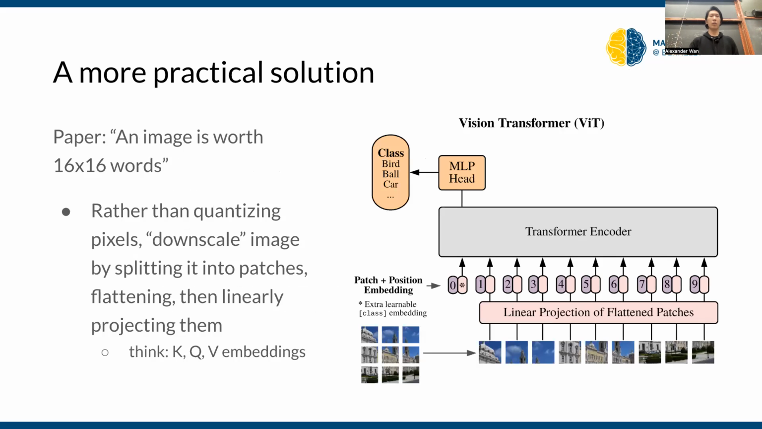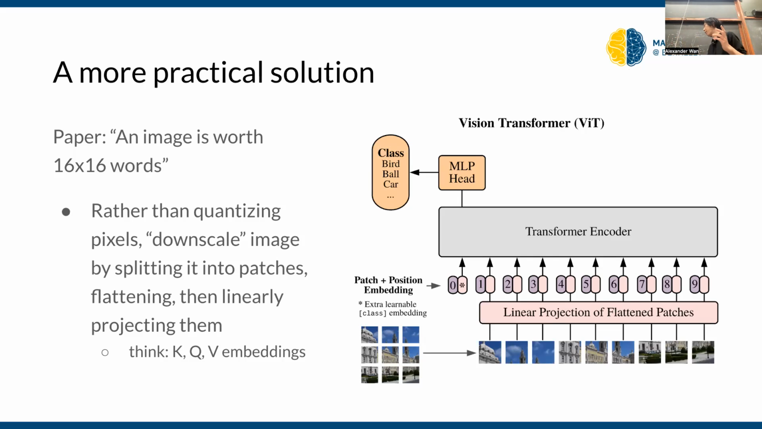Right? So a maybe more practical solution is from this paper called "An Image is Worth 16 by 16 Words." Rather than quantizing pixels, we downscale images by first splitting them into patches and then projecting them into our input embeddings directly.